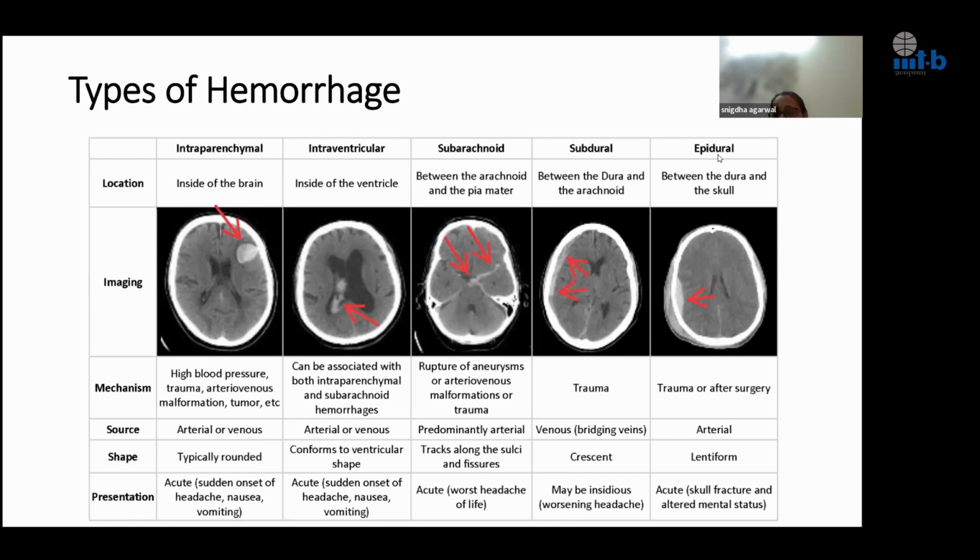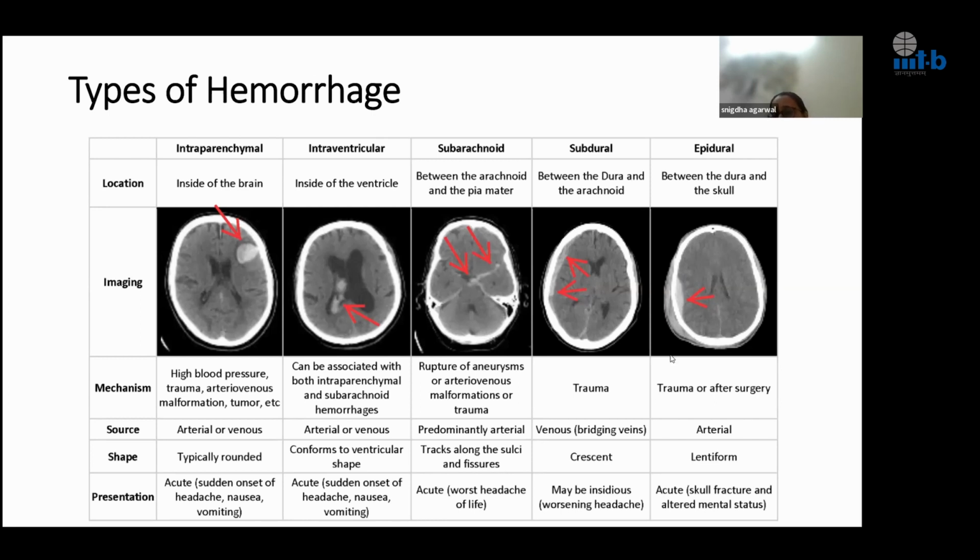The other type of hemorrhage is epidural hemorrhage, which happens between the dura and the skull, at the extreme outside portion between the skull and the dura. Epidural hemorrhage is usually followed by a fracture. So in most cases where the skull cracks, we would see an epidural hemorrhage.